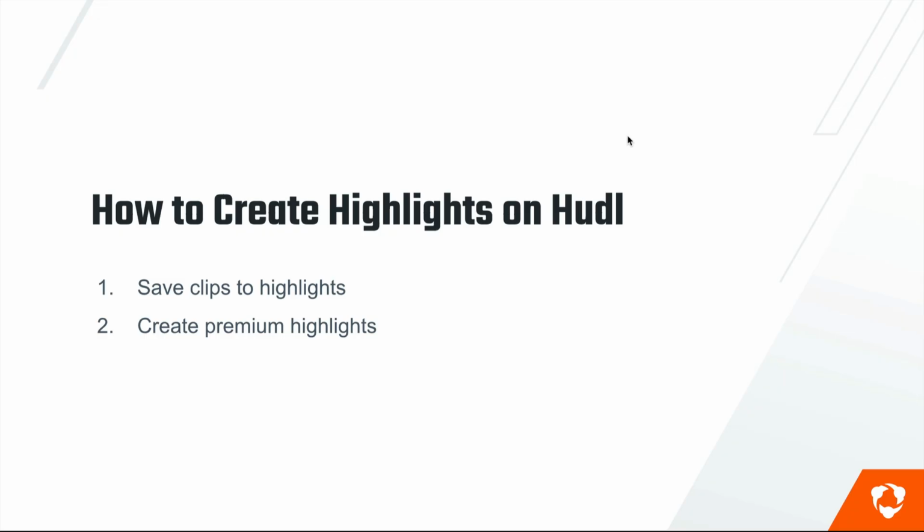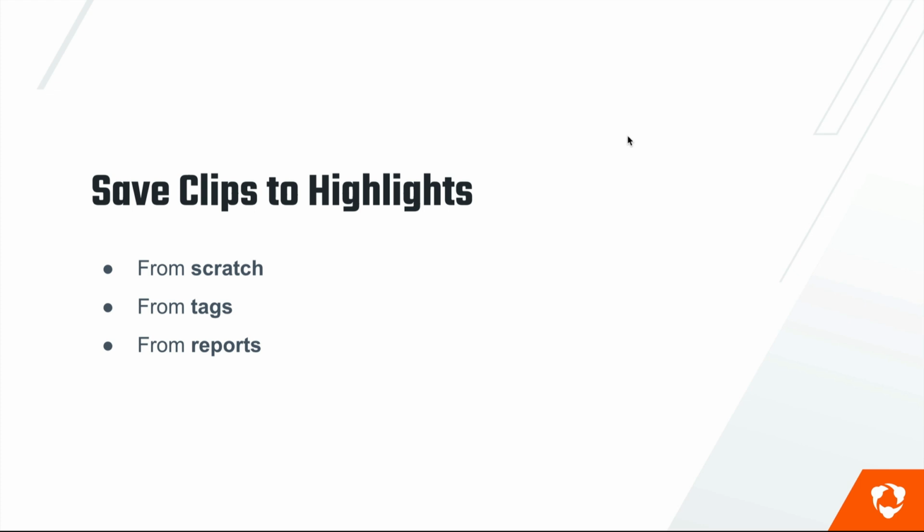Creating highlights on Hudl is a two-step process. The first step is saving clips to highlights. Then, the second step is creating your highlight by compiling all of those clips together, adding music, spot shadows, and all the fun accessories. To get started, here are 3 ways to save clips to highlights.